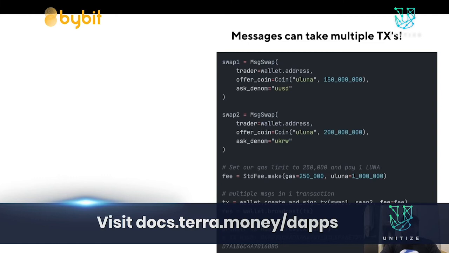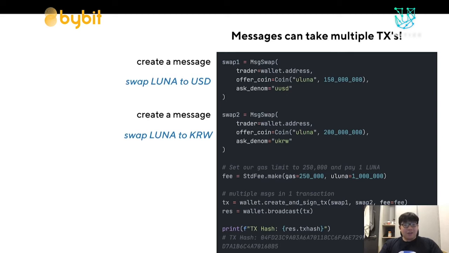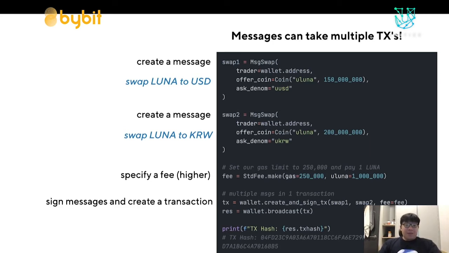So I just wanted to point to the fact that you can actually put multiple messages in a TX. So you can, okay, here I'm doing two swaps, one from Luna to USD and another from Luna to KRW. And first I'm going to specify a fee that's higher than the one before, because this is going to require more data. And then I'm going to sign the messages and create a transaction and broadcast like before. So this is how you can put multiple messages inside a transaction and broadcast it at the same time.